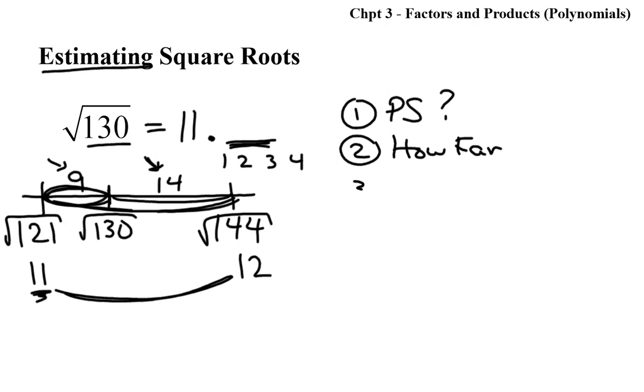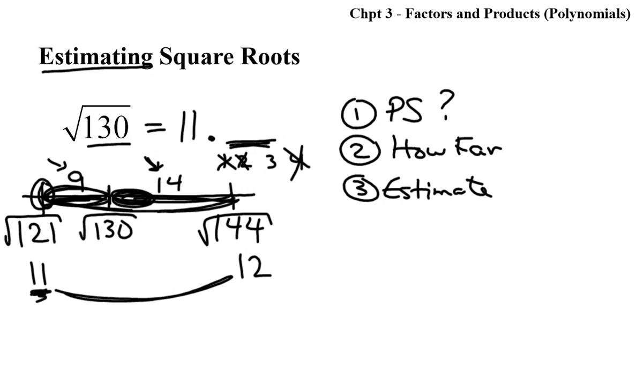So now we make the estimate. In this case, I see we're 9 away and we're 14 away. We're not really close to the 11, so I can take away the 1 and the 2. I would say we're not right in the middle either. We're not totally middle-ish. So I'd take away the 4. 11.3 is a good estimate.